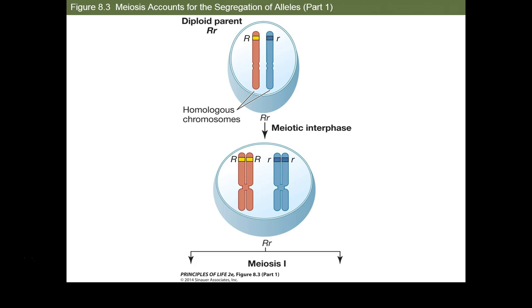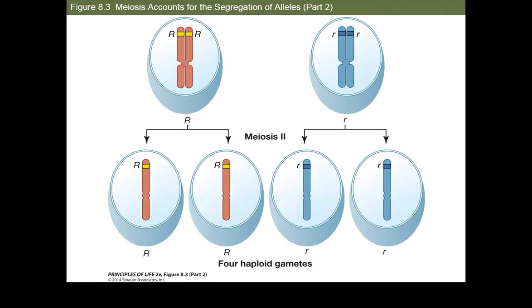Here we see the diploid parent cell at the top, with the alleles big R and little r. After the DNA is replicated during the S phase of interphase, the cell will eventually undergo meiosis, producing 4 new haploid cells. 2 of the cells will have the big R alleles, and the other 2 will have the little r alleles.